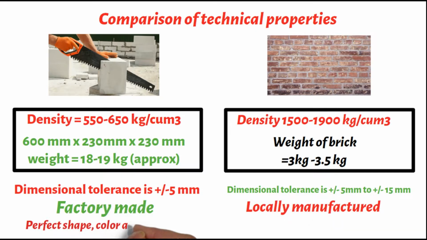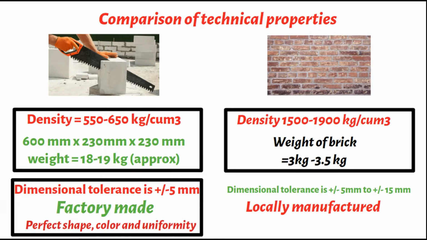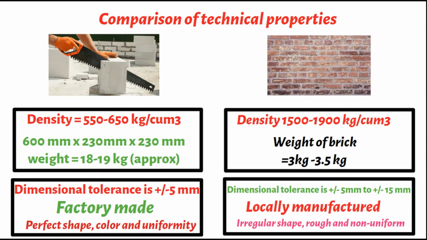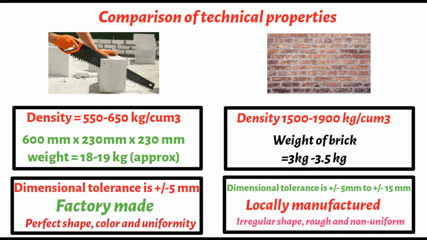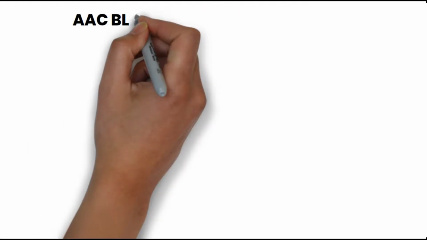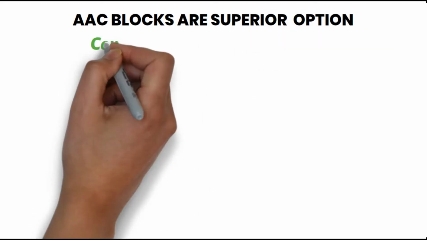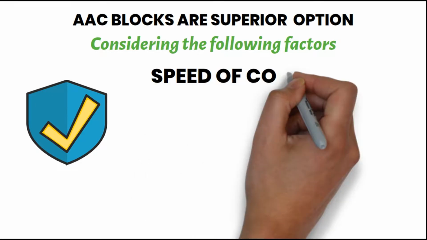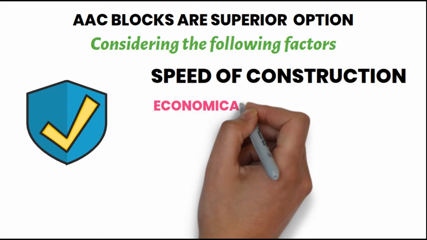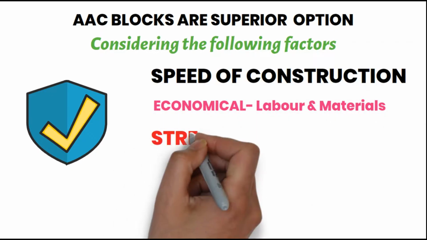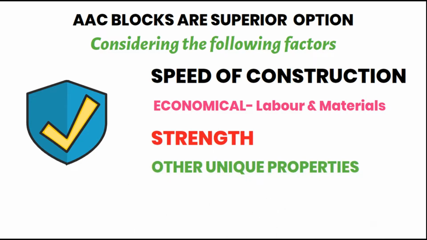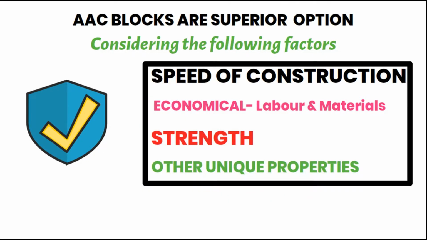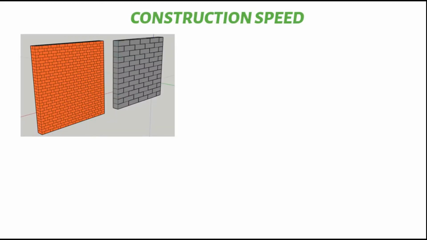AAC blocks are factory made, whereas bricks are locally manufactured. AAC blocks have a perfect shape, color and uniformity, whereas bricks are irregular, rough and non-uniform. AAC blocks are a superior option considering the following factors. The first one is speed of construction. Next is economy in terms of labor and material, the strength and other unique properties, and we will discuss each and every one.